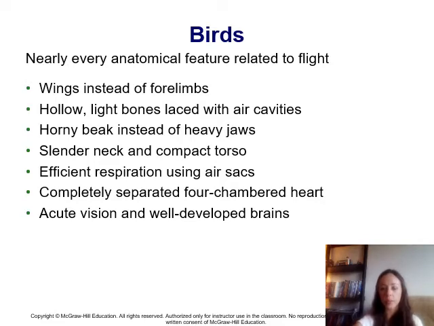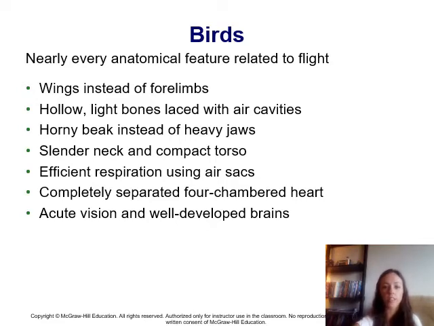So because their bones have these air cavities, the bones aren't going to be as heavy, which allows them to not have to carry as much weight with them as they fly. They will have narrow beaks instead of tooth-square jaws. The torso is compact and aerodynamic. The feathers are structured so that the air flows freely over the body without creating a draft.